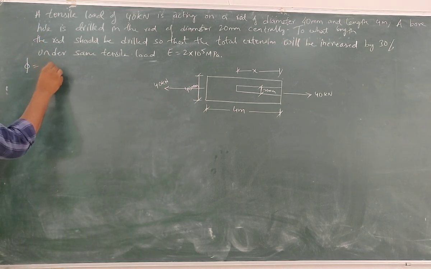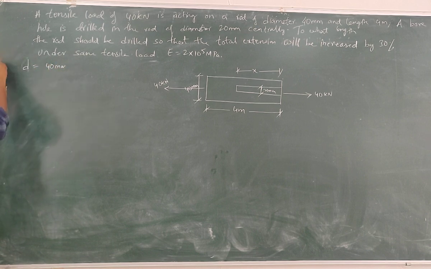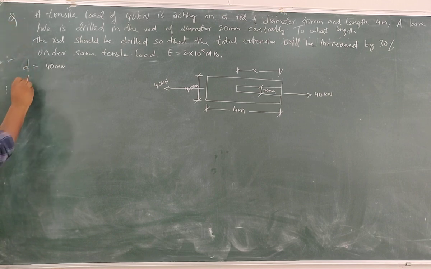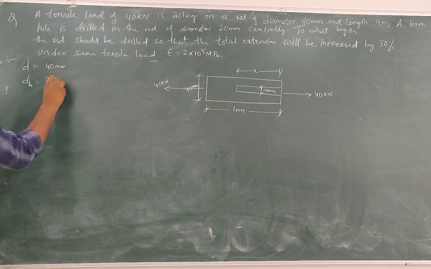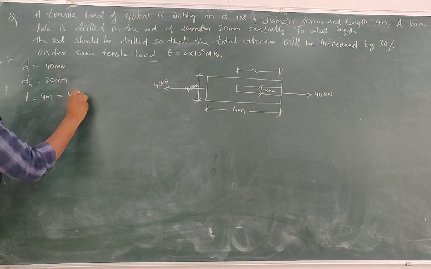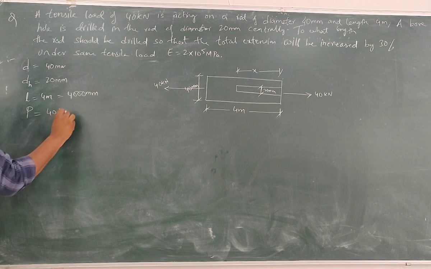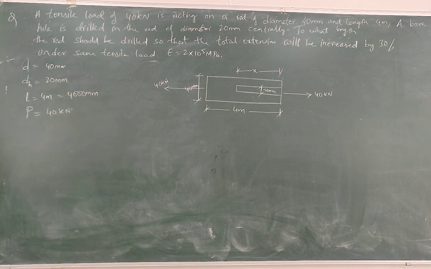So you are given the diameter of the rod D as 40 mm, and the diameter of the hole as 20 mm. Length of the rod is 4 meters, which is 4000 millimeters. Tensile force applied, P is equal to 40 kilonewton. This is the given data in the problem. Also E is given to you.